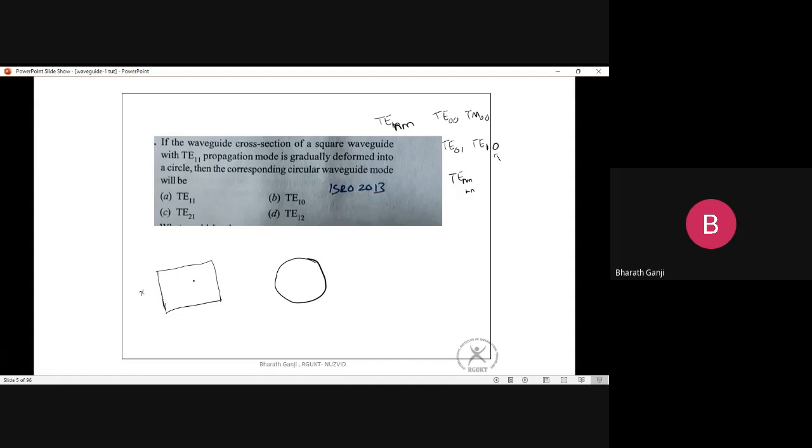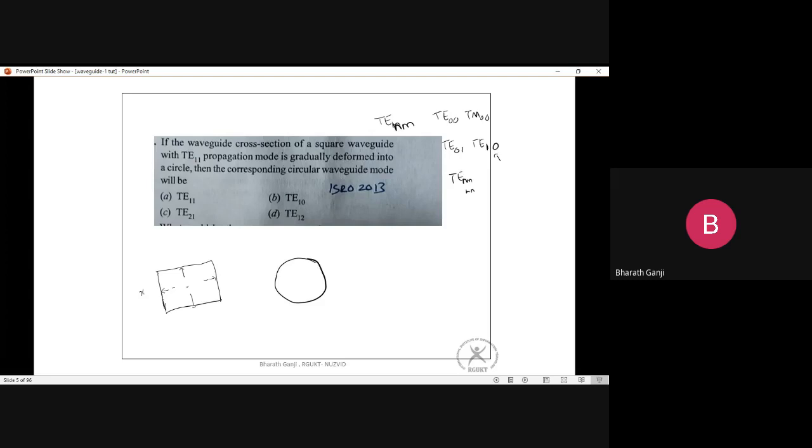So maybe I can draw. As you move away from the center, you can see that the field decreases as you go in this direction. At the center you get a maximum. So such field patterns, depending on which mode they correspond to, we need to decide. That is how you get the answer for this question.